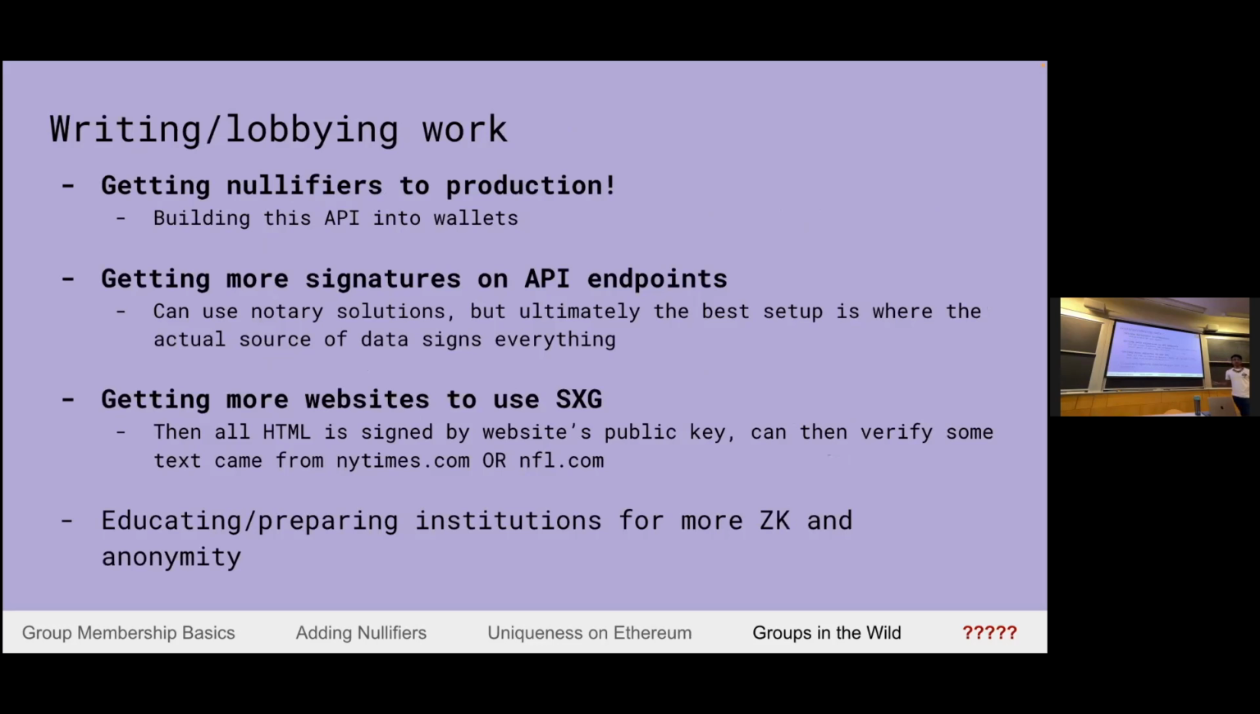Some other work, which is not as sexy or interesting but just as important, if not even more important, is getting more of this tech out into the world. Ayush, do you want to talk a little bit about nullifiers?